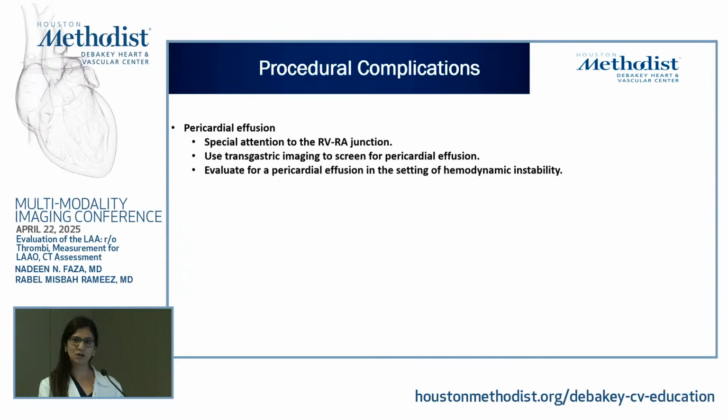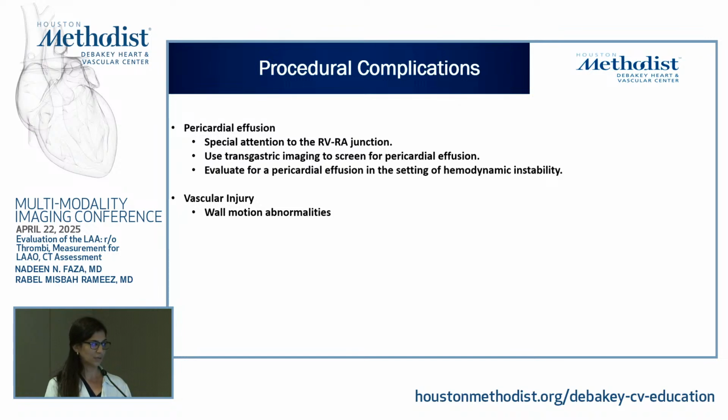Some of the procedural complications that you may encounter include a pericardial effusion. You want to pay special attention to the RV-RA junction. Use transgastric imaging to screen for pericardial effusions, and you want to evaluate for an effusion in the setting of hemodynamic instability. So if you're doing a case and the blood pressure drops, you want to pause and look at different views and rule out the presence of any pericardial effusions.